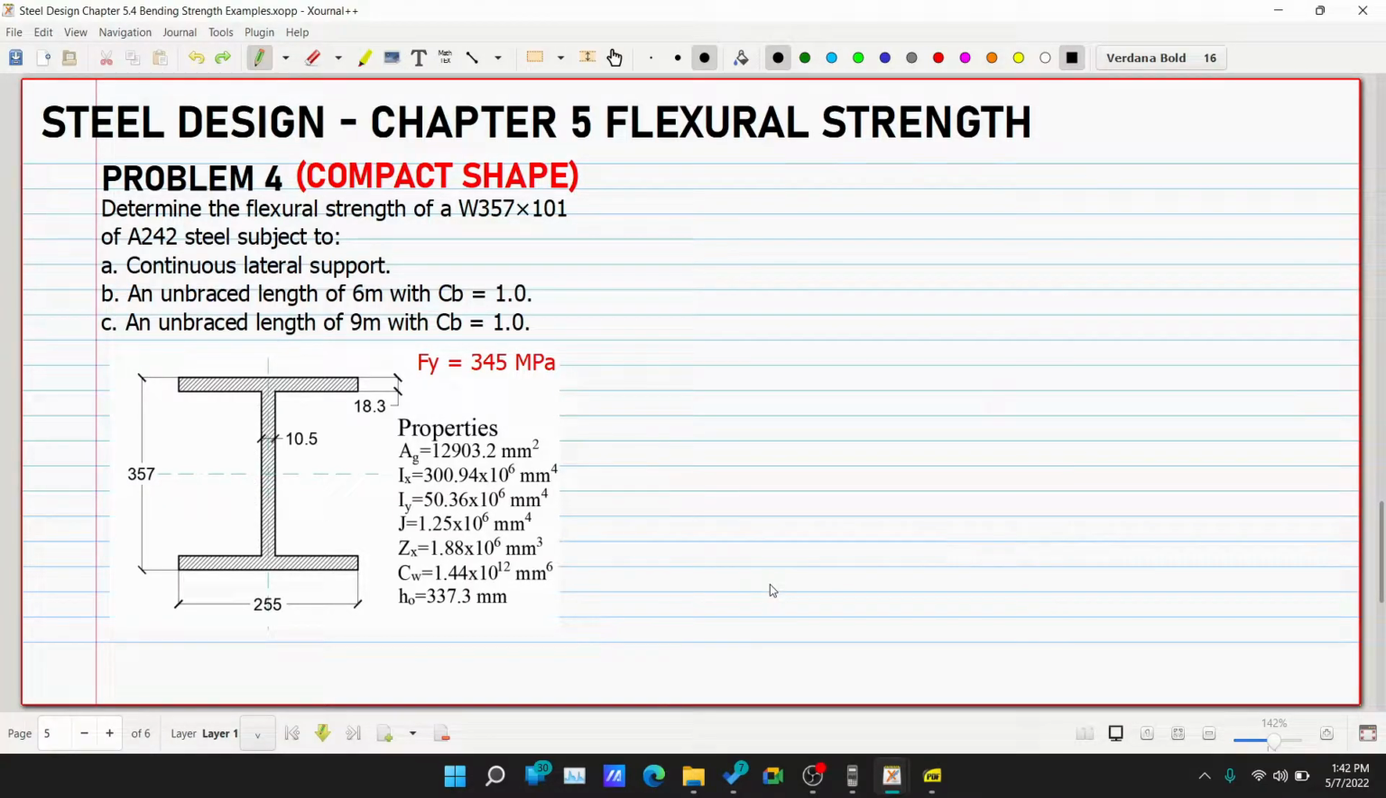So, determine the flexural strength of W357 by 101 of A242 steel subject to letter A, continuous lateral support, letter B, an unbraced length of 6 meters with Cb equivalent to 1.0, and letter C, an unbraced length of 9 meters with Cb equivalent to 1.0. And this is our section, and all the properties of our section are given. So, let's go first to letter A, continuous lateral support.